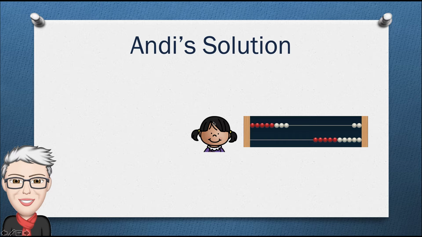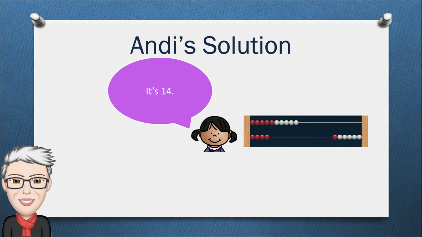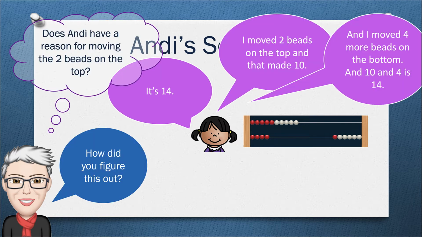After moving beads to show that 6 more people got on the bus, Andi's rack looks like this. Because of the emphasis in part 1 of this sequence on reading the rack efficiently, Andi might easily figure out that the total is 14 because she sees 10 beads on the top, 5 red and 5 white, and 4 red on the bottom. 10 and 4 make 14.